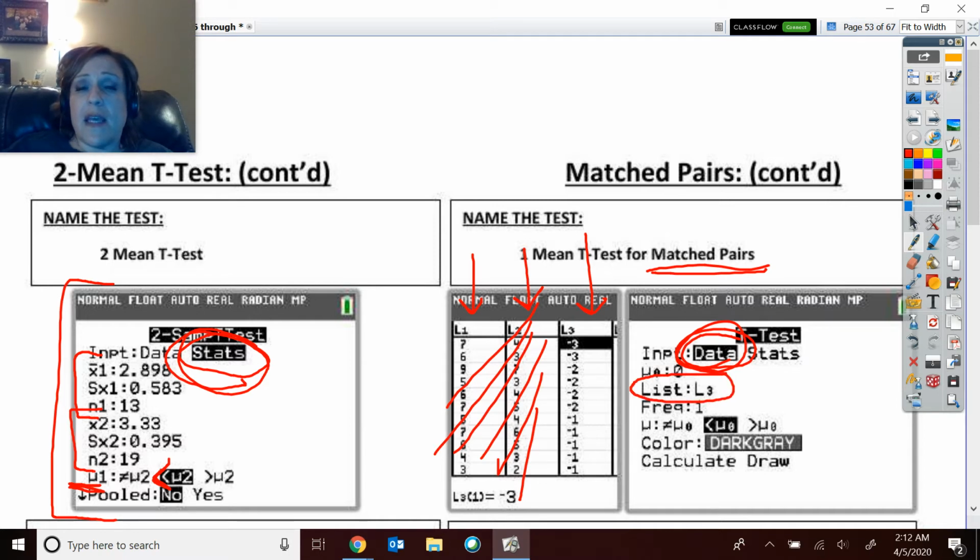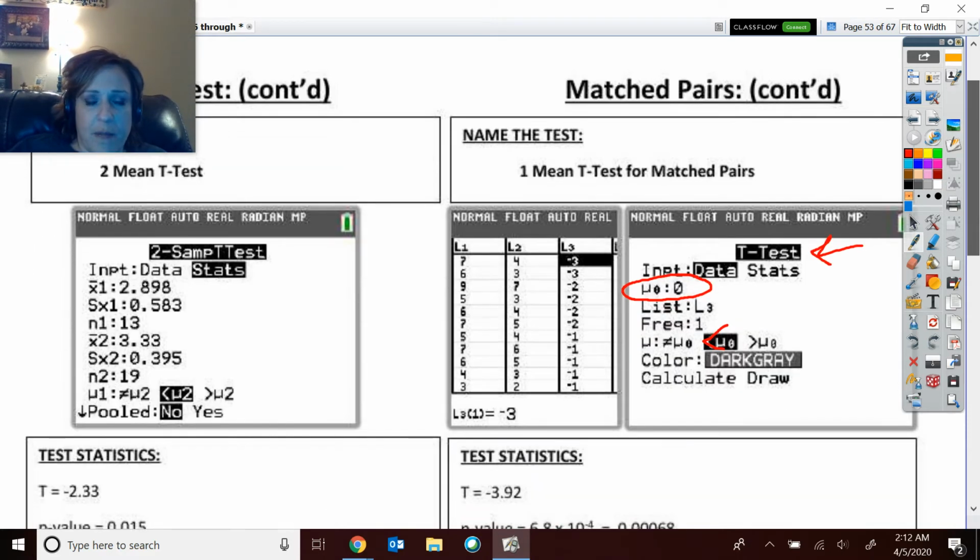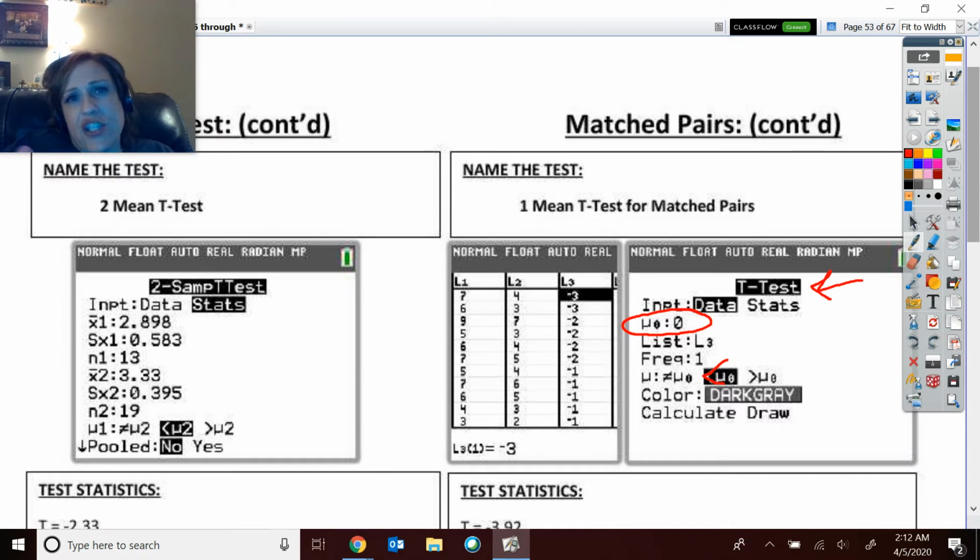So I'm going to do my 1 mean t-test. Notice it was just this regular old t-test in the calculator on list 3. But notice this, the null hypothesis, I leave it equal to 0, because that's what our null hypothesis said: 0 change on average. And then we supposed it decreased and we got our information. I just put that in there so you could see how those calculator computings look differently.